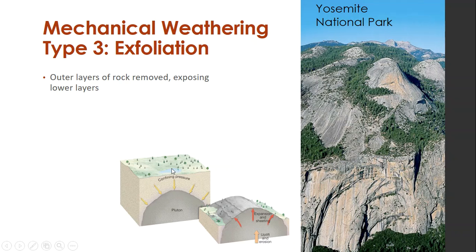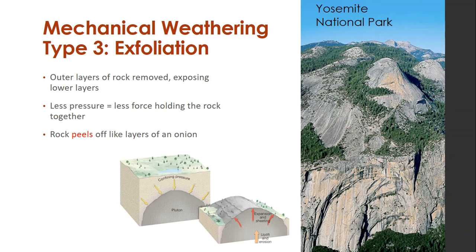It was being pushed down upon by all of these outer layers that then are removed by some type of weathering. And so there's less pressure holding that rock together, and so it will expand and kind of flake off. And again, you'll watch a video that kind of shows that happening. It's a pretty cool video. And so that rock peels off like layers of an onion, which we can see here in Yosemite National Park.